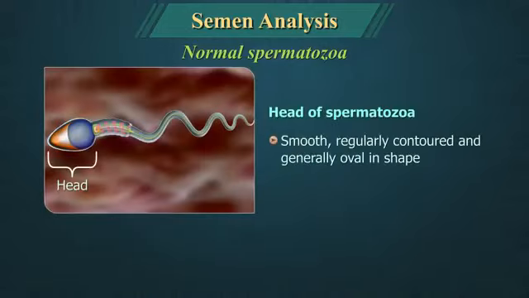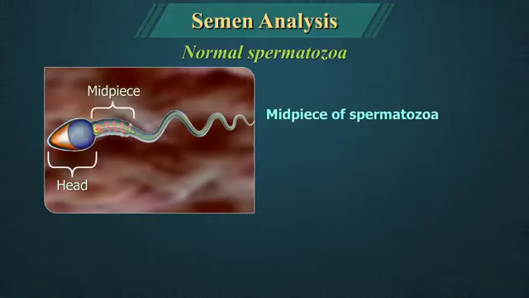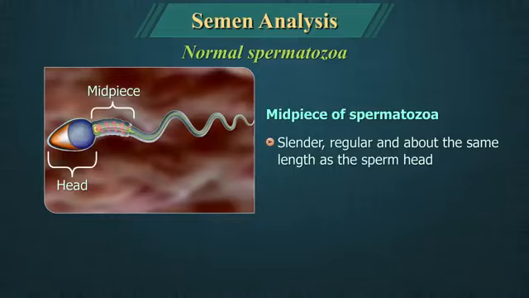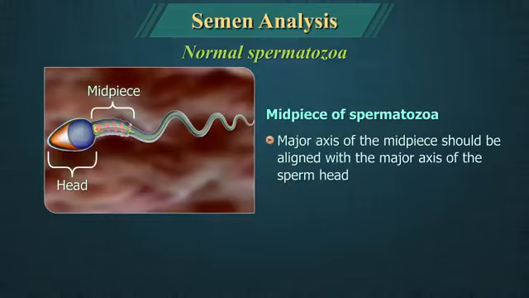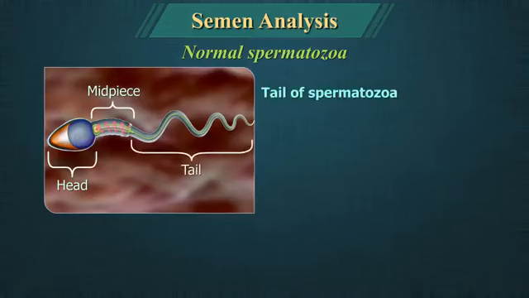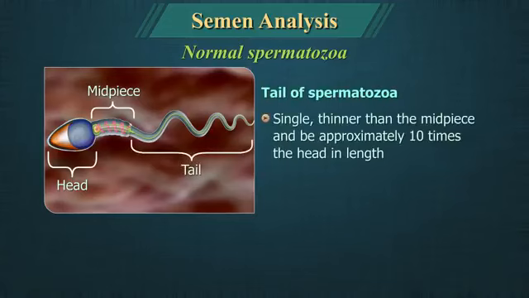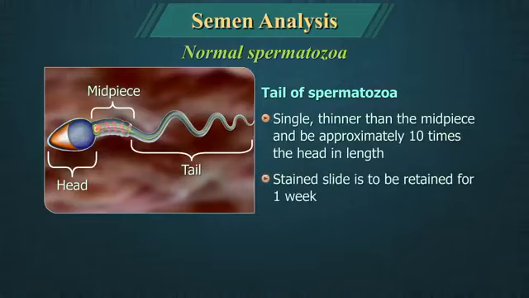The head is smooth, regularly contoured and generally oval in shape. The mid-piece should be slender, regular and about the same length as the sperm head. The major axis of the midpiece should be aligned with the major axis of the sperm head. The tail should be single, thinner than the midpiece, and approximately 10 times the head in length. The stained slide should be retained for 1 week.